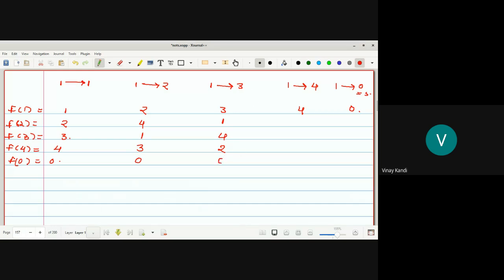Now if f of 1 is 4, then f of 2 will be 8. 8 addition modulo 5 is 3. 12 addition modulo 5 is 2. 16 addition modulo 5 is 1. 20 addition modulo 5 is 0.